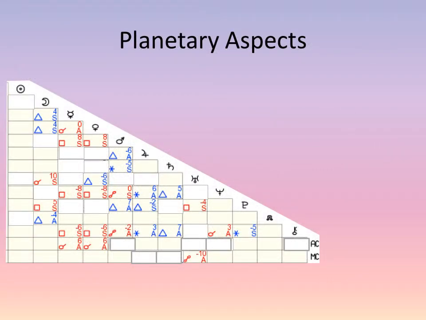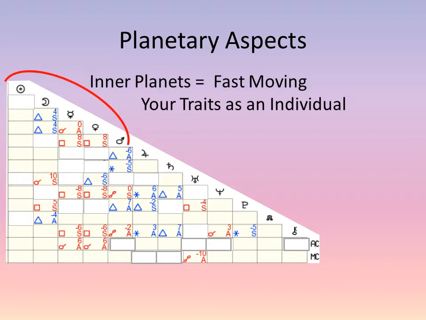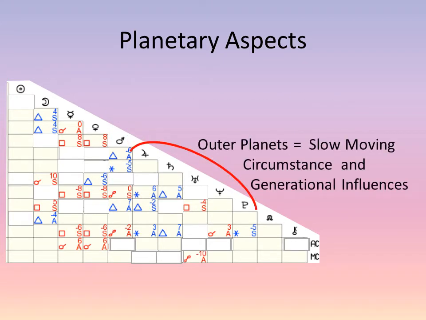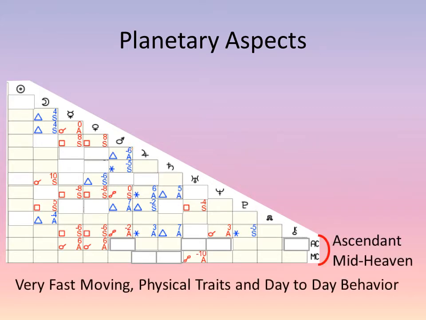So let's talk about planetary aspects. The first set of planets are your inner planets. They're fast moving and they define your traits as an individual. So that's Sun, Moon, Mercury, Venus, Mars that I have isolated there. And then the outer planets are slow moving and describe circumstances and generational influence, societal influences. And that's Jupiter, Saturn, Uranus, Neptune, Pluto. And then we have the Ascendant and Midheaven, which are the angles representing the Earth rotating. And that's very fast moving, and that describes your physical traits and day-to-day behaviors.